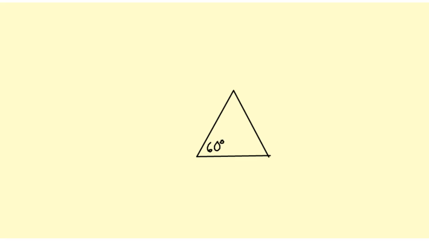Now if I construct another equilateral triangle onto the side of that, those angles are also 60 degrees, which means that this angle is 60 degrees. That means if I combine both angles, the two angles together would add up to 120 degrees. And that's what I want for this problem.